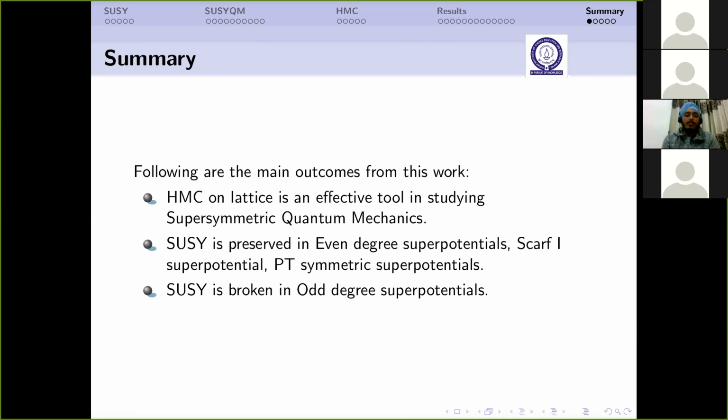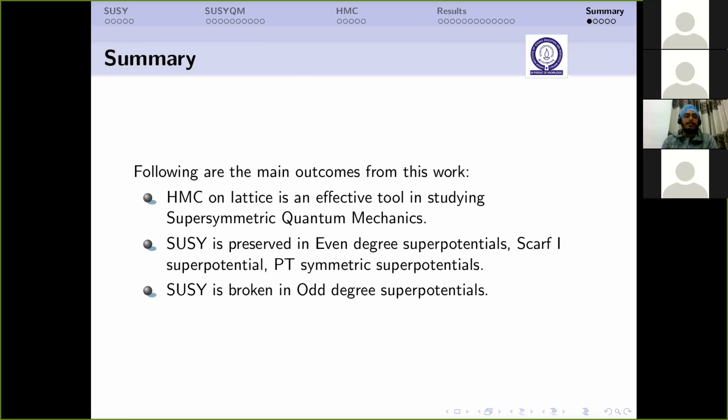The results that we have actually got is that supersymmetry is preserved in even degree superpotentials, the Scarf one superpotentials, and PT symmetric superpotentials. But supersymmetry is broken in the case of odd degree superpotentials. So these were more or less the results that we have got.